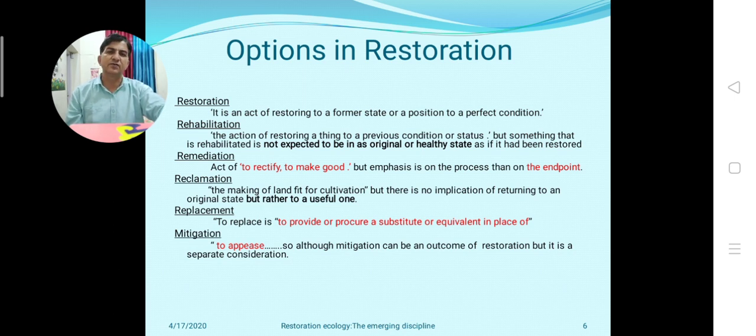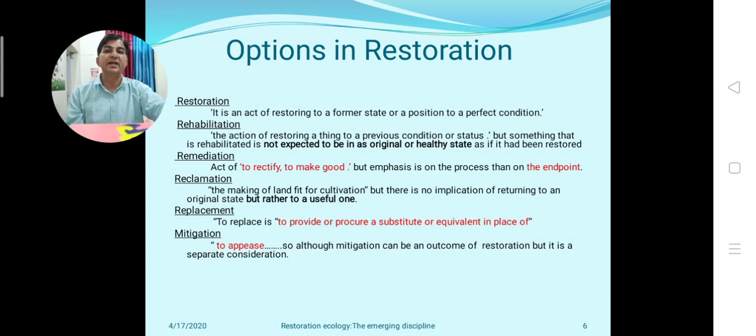Reclamation is generally used for soil, reclaiming the soil, but there is no implication of returning to an original state, but rather to a useful one. So, in reclamation, you can reclaim the soil and start growing some vegetation over it, and finally, over a period of time, you can make it a useful one.